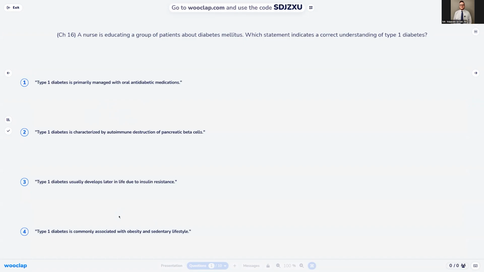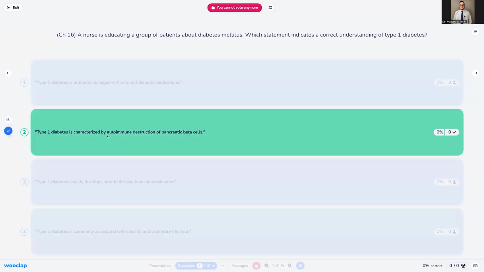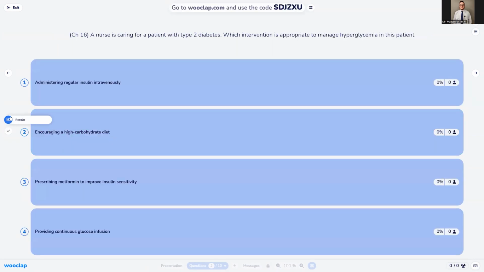Type 2 usually develops later in life and is about insulin resistance. Type 2 is also associated with obesity and sedentary lifestyle. Type 1 is not associated with any of those. The only one talking about type 1 is autoimmune destruction of the beta cells and therefore almost no insulin production.